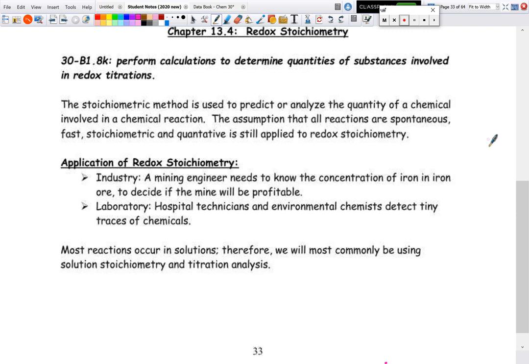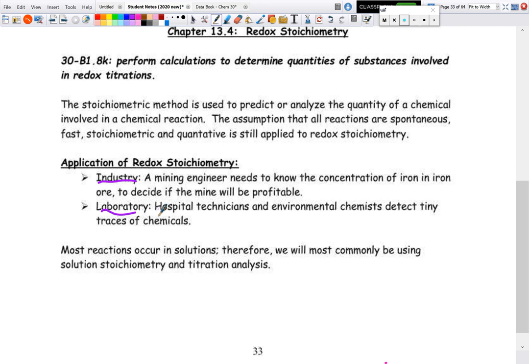Alright, welcome back. So today we are going to look at redox stoichiometry. So basically we are performing stoichiometry calculations with our redox reactions. Now of course this has many applications in chemistry and industry and of course in laboratory settings. So this is kind of used almost everywhere, as you remember from Chem 20 with stoichiometry.